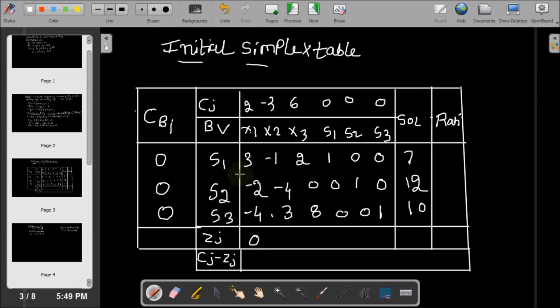Next, 0 into minus 1, 0. 0 into minus 4, 0. 0 into 3, 0. So what is the value of Zj here? 0. In the same way, for all the columns, the value of Zj will be 0 only. Getting, guys? So Zj values are 0 initially for the initial simplex table. Now Cj minus Zj: 2 minus 0. 2 minus 0 is what? 2.